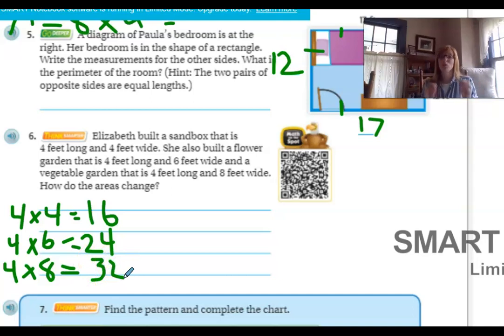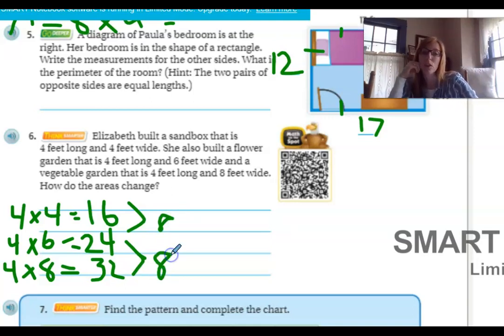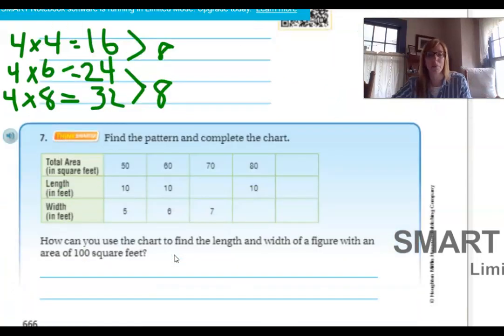If I am super organized, then I look at those numbers and I can see the change. So I put my little arrows like I always do when I'm doing math and I'm looking for a pattern. No shortcuts yet. We're still learning how to do this. So from 16 to 24, you are correct, it's 8. And then from 24 to 32, you are correct, it's 8. So how do the areas change? They increase by 8 square feet. Okay, and you should be able to see that just by writing down the math problems.